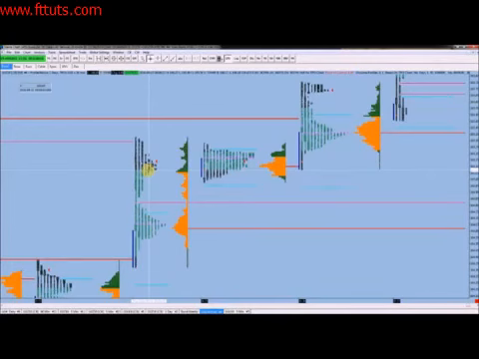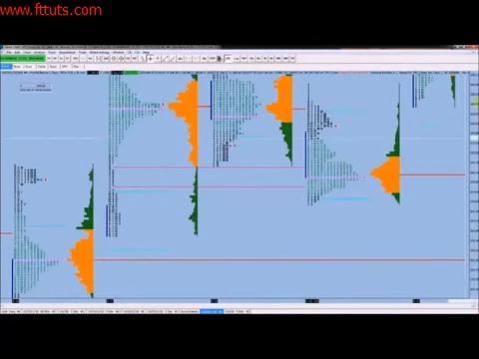So if a market is in a B or a P-shaped profile, it has got the potential to turn into a double distribution or a triple distribution, but it is unlikely to turn into a trend day. Trend days are usually set very, very much at the open.